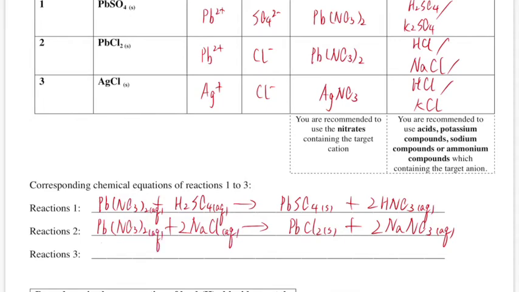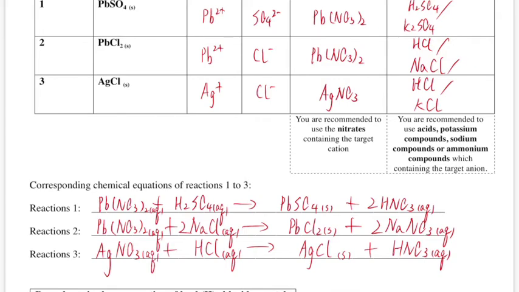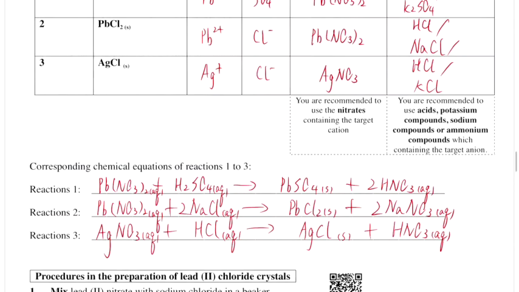And for the last one, if I choose silver nitrate with hydrochloric acid, then I will get silver chloride with nitric acid. Again, try to write the state symbols accordingly. Okay, so that's how we prepare insoluble salt.